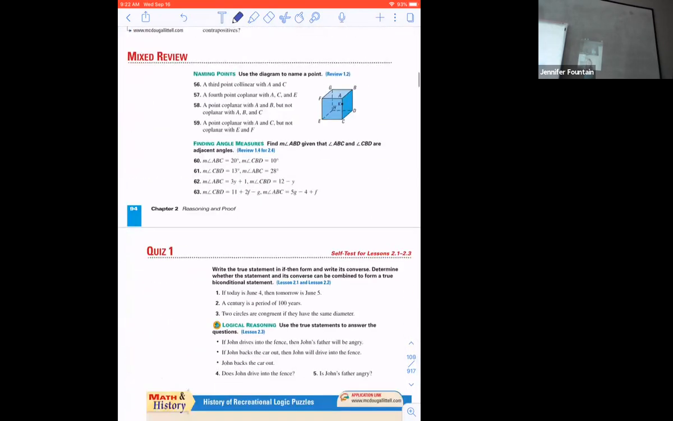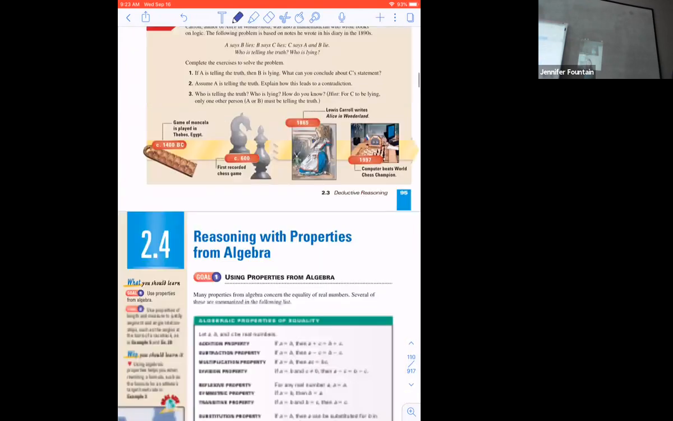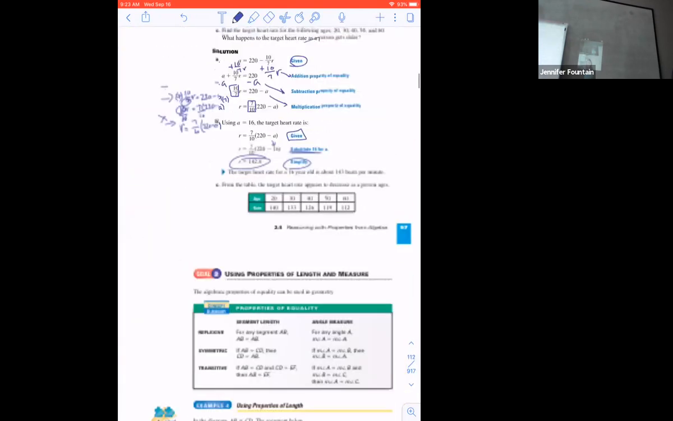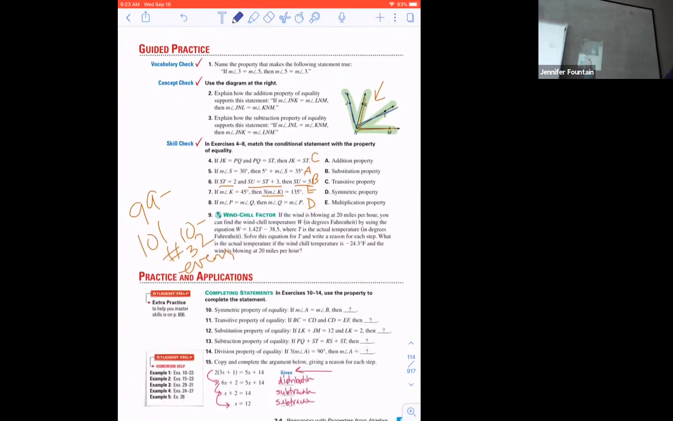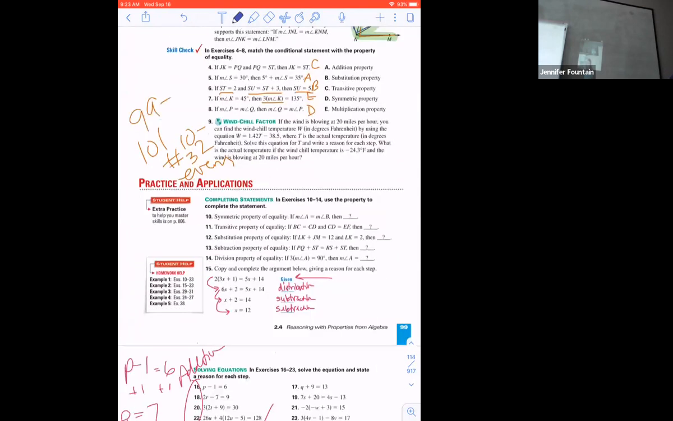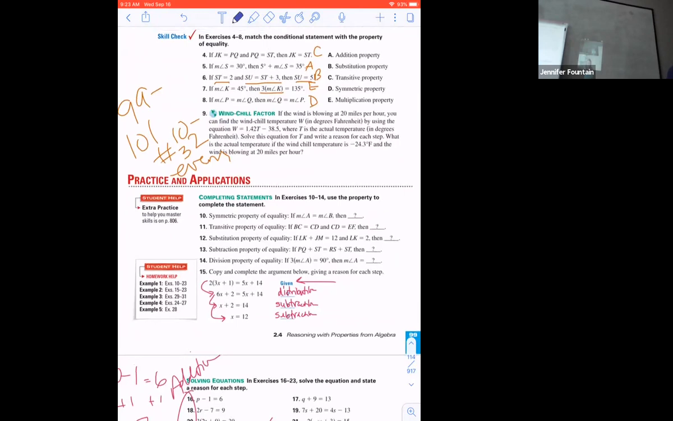Then, page 99 to 101, 10 through 32 evens. So starting with number 10, symmetric property of equality. If measure of angle A equals the measure of angle B, then, wait, where are we? Page 99. The measure of angle B equals the measure of angle A. Good. Remember, symmetric means mirror image, so it's going to be reversed.